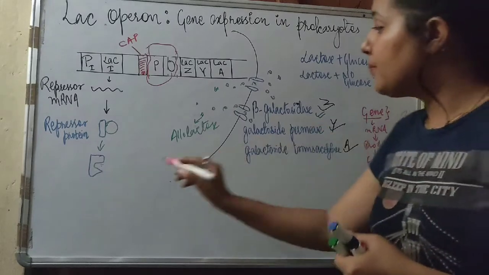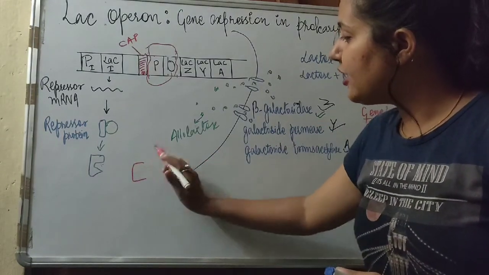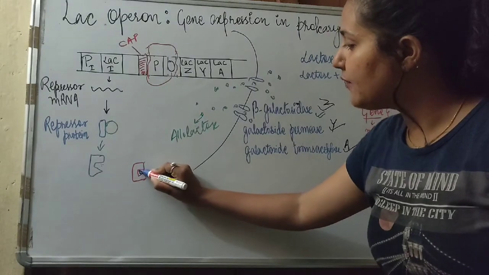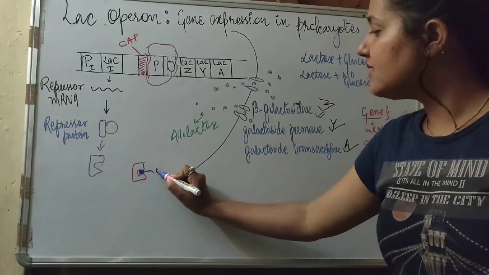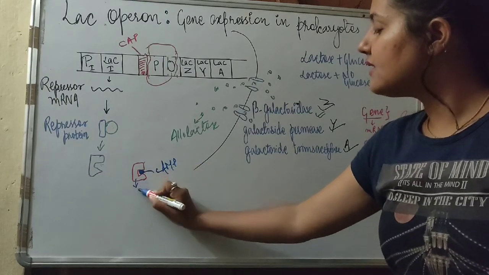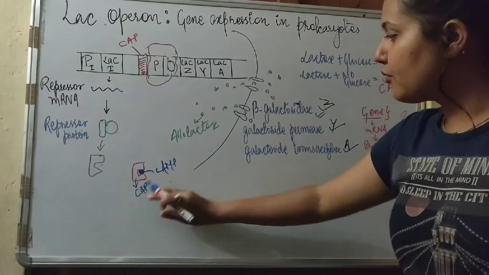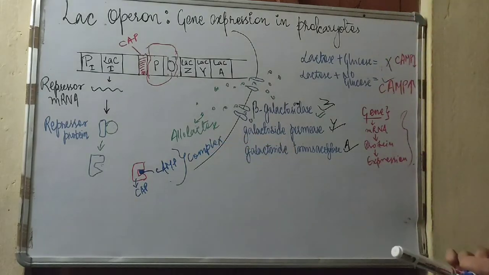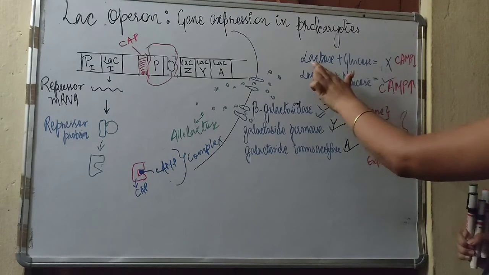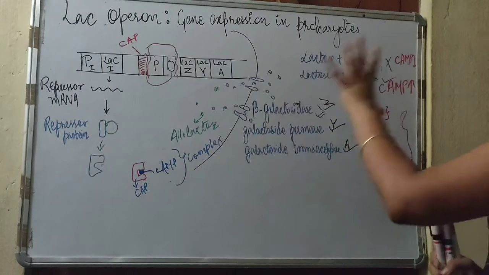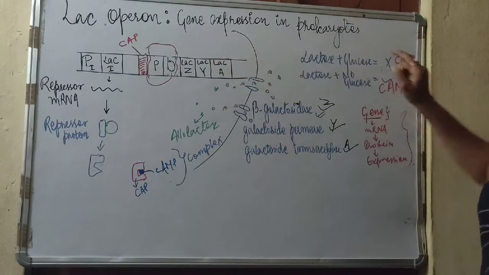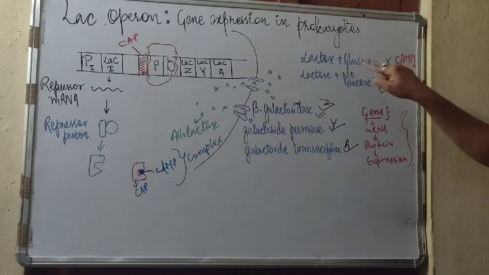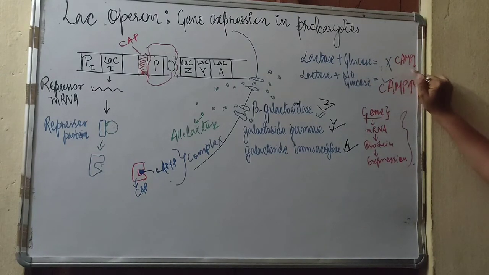Now, this CAP binds to cAMP, cyclic AMP. For example, this is cyclic AMP and this is CAP, the catabolic activator protein. They will form a complex. So first let me tell you, when there is both glucose plus lactose in the medium, then the Lac Operon will be off. At this time the concentration of cAMP will be very low. When the glucose is present, the concentration of cyclic AMP will be low.